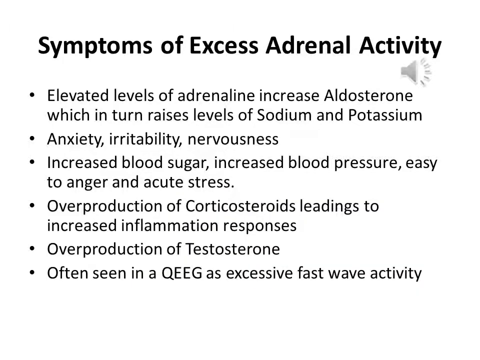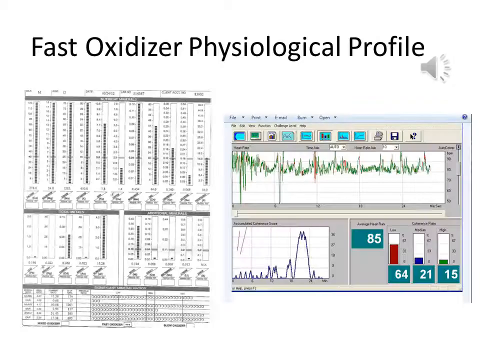Now, the symptoms of excess adrenal activity are elevated levels of adrenaline, increasing aldosterone, which in turn raises levels of sodium and potassium. Anxiety, irritability, and nervousness are often features of this phase. There's increased blood sugar, increased blood pressure, and individuals tend to be irritable, easy to anger, and suffering from acute stress. There's an overproduction of cortisol, leading to increased inflammatory responses, and overproduction of testosterone, often seen in the qEEG as excessive fast wave activity, as we showed previously.